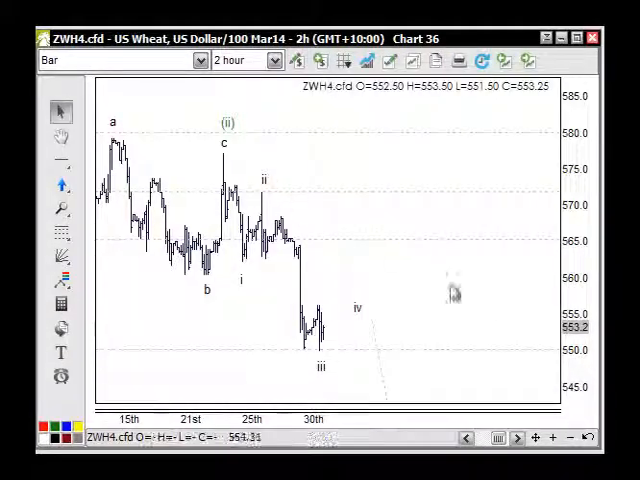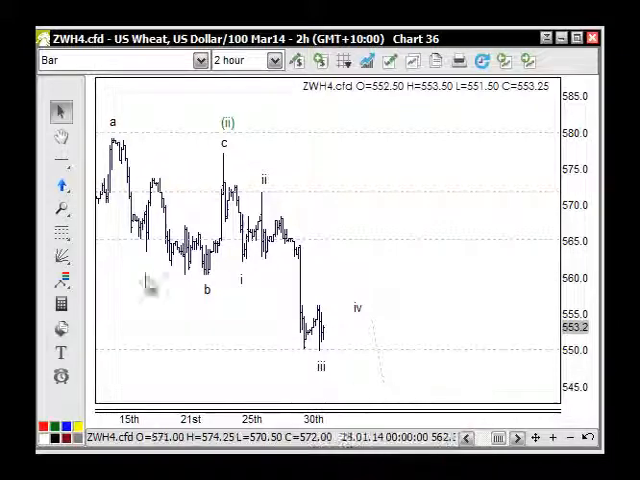The wheat market is still bouncing along the 550. All the commodities are up, but yeah, look, still looking at this bouncing across here, then further downside to here as well to complete the move down.